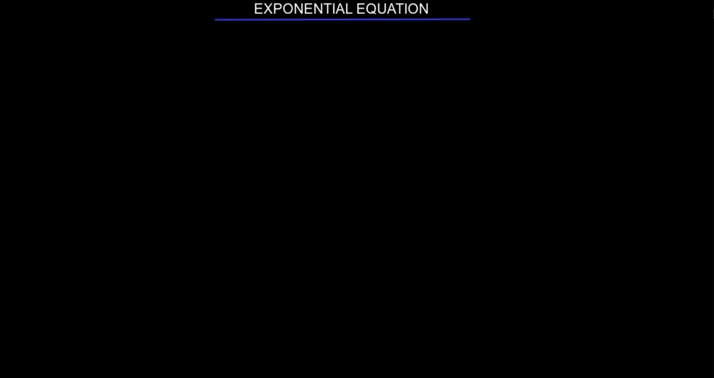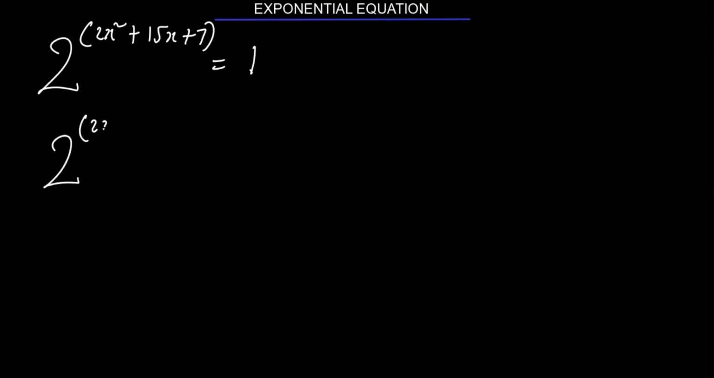Okay, let's see. Another question. What if I have 2 to the power of 2x squared plus 15x plus 7 equals 1? Now, what will I do here? What I'm going to do here is this. I have 2 to the power of 2x squared plus 15x plus 7.